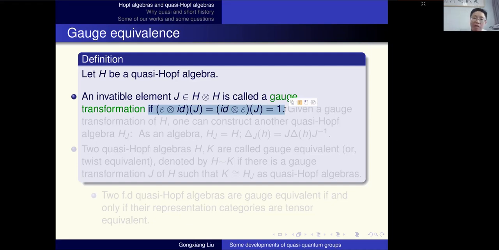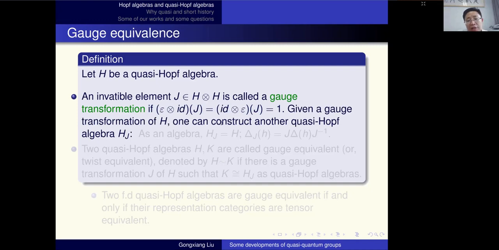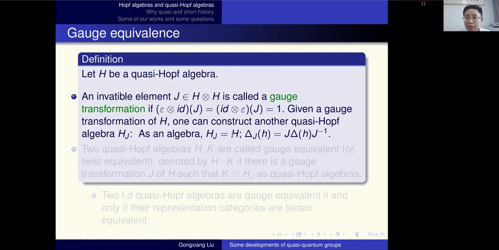Why do we need this concept, the gauge transformation? The reason is that if you're given a gauge transformation J of H, one can construct another quasi-Hopf algebra, H_J. What's the meaning of H_J? As an algebra it's totally the same as H. So the algebra structure does not change. Of course, the linear space also does not change. The only change is the coproduct. Of course, if you change your coproduct, the associator will be changed accordingly. Anyway, you can change the associator and other elements accordingly, and get another quasi-bialgebra or a new quasi-Hopf algebra. But I need to remind you, the difference is just the coproduct. The coproduct is changed up to a conjugation by J.